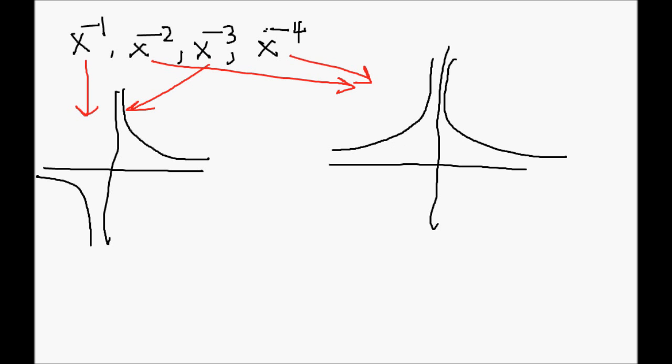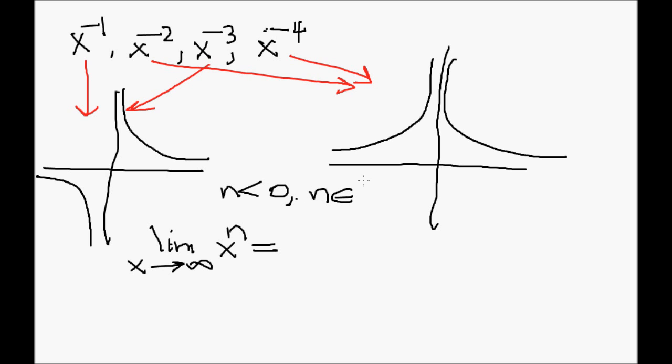So let's make some conjectures about this. The limit as x goes to infinity of x to the n, if n is a negative integer, then it looks to me like that limit is 0.